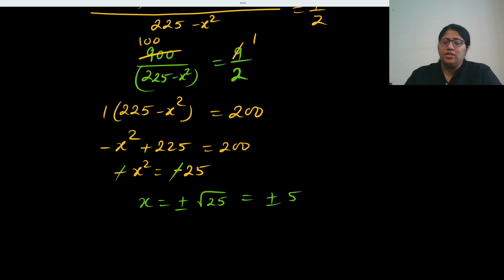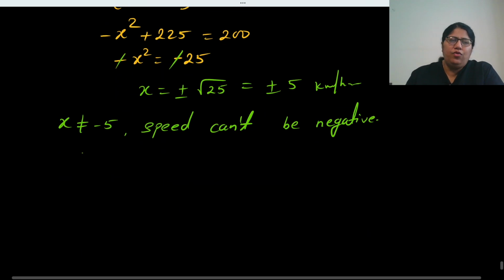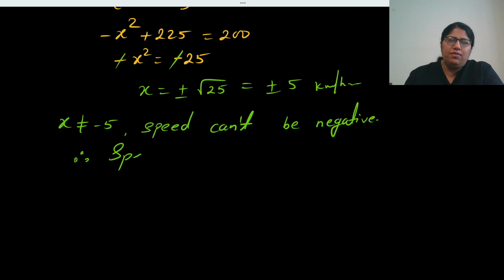Now, x was nothing but kilometer per hour, if you remember. What can we write down here? x cannot be negative because speed cannot be negative. We can't have a negative value for speed, right? Therefore, what is going to be the speed of the stream here? Therefore, the speed of the stream is 5 kilometer per hour.